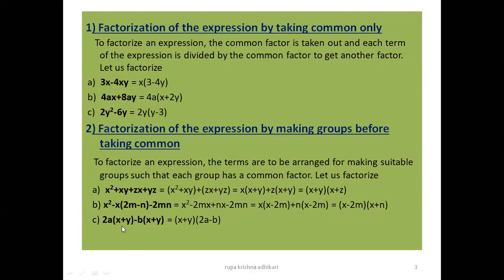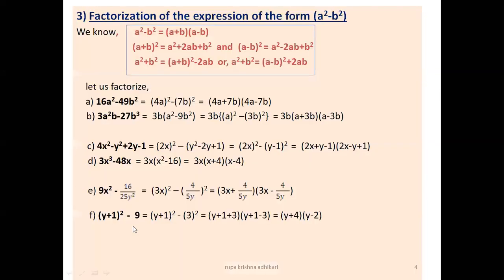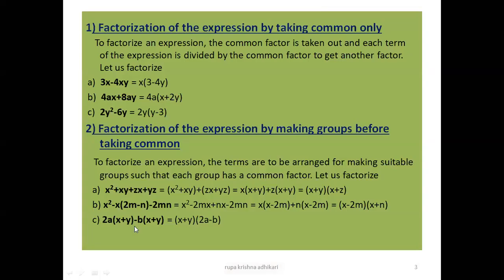Similarly, third example, 2a into x plus y minus b into x plus y is equal to, here also it is directly written, x plus y can be taken common. What is left now? 2a minus b. So this is the second kind in which factorization is done by making suitable groups before taking common.